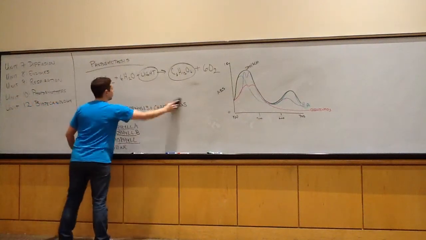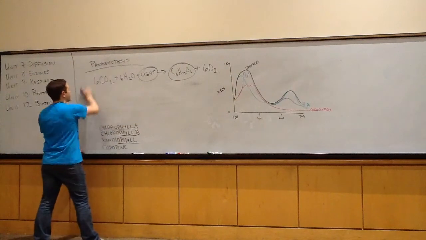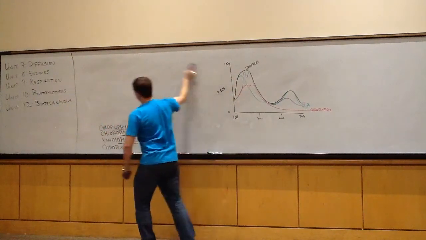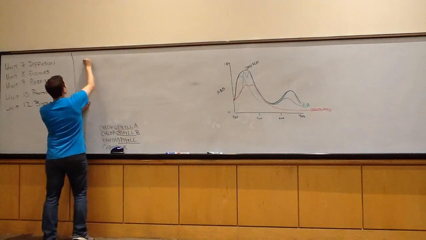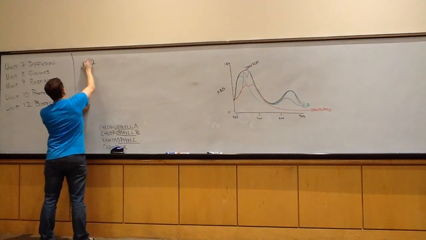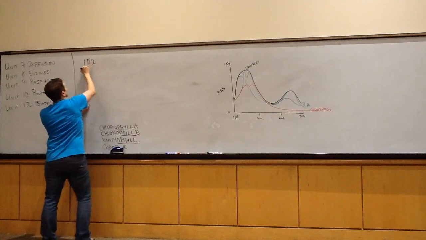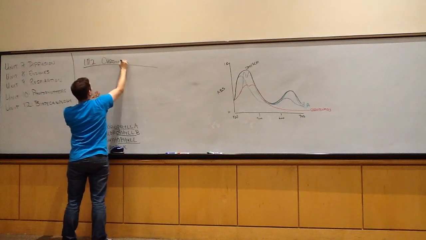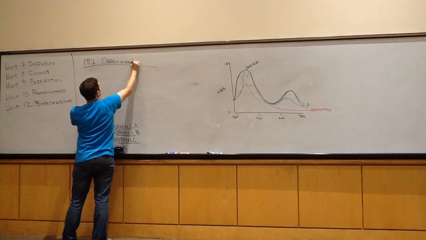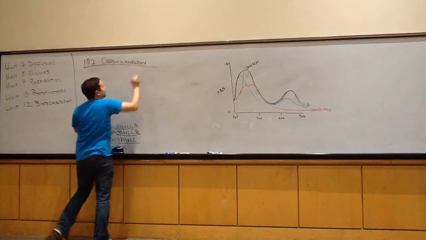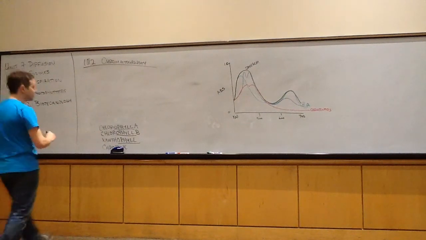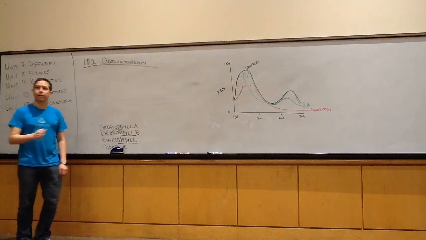Now let's talk about another property related to these particular pigments. I want to talk about their polarity. So in 10.2, we performed an experiment called chromatography. Chromatography is a procedure that separates substances based on a particular trait. And in this particular exercise, you were separating them based on polarity.